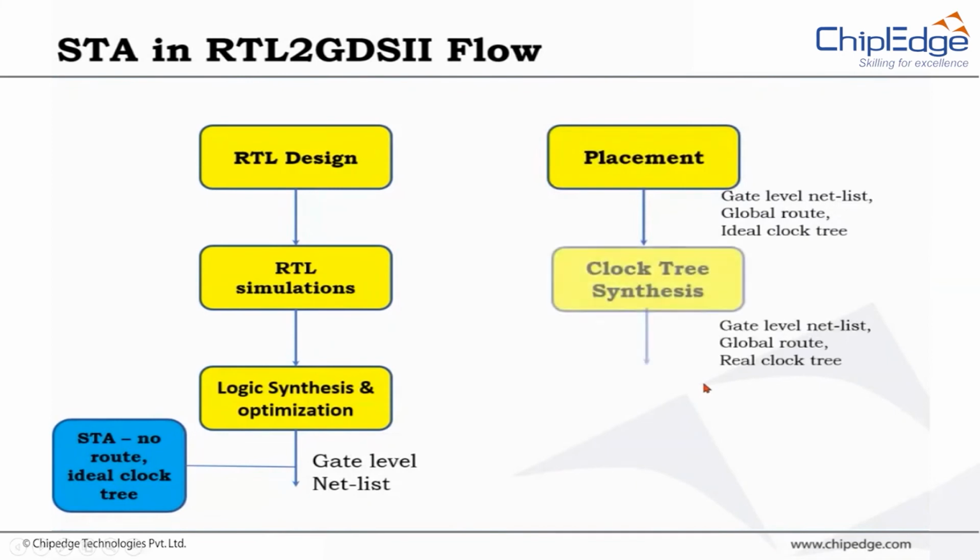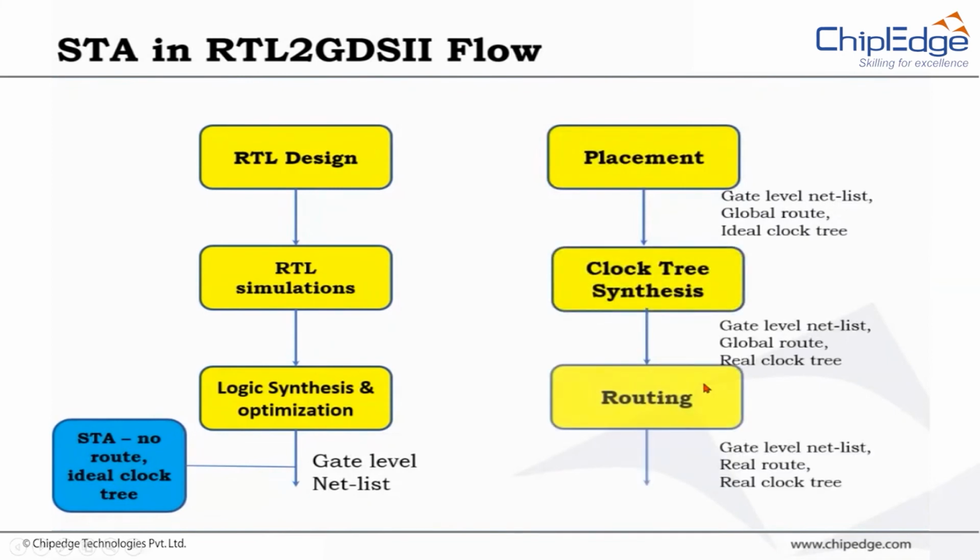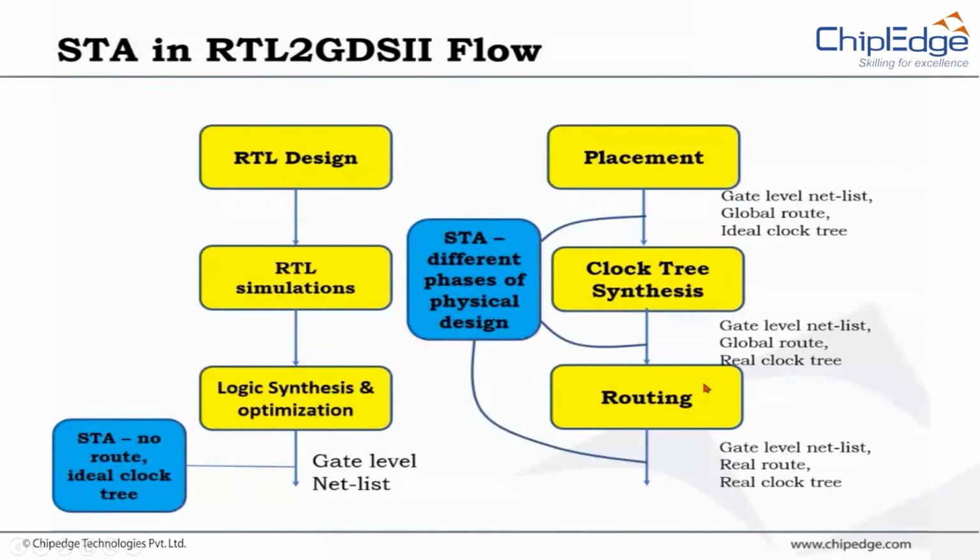And then after we do placement, clock tree synthesis, and then routing, that is where we again come back and do the STA. At this point, it is with the real accurate data, which has two important things. Here we get the clock tree, and we also get the routing information of different signals.